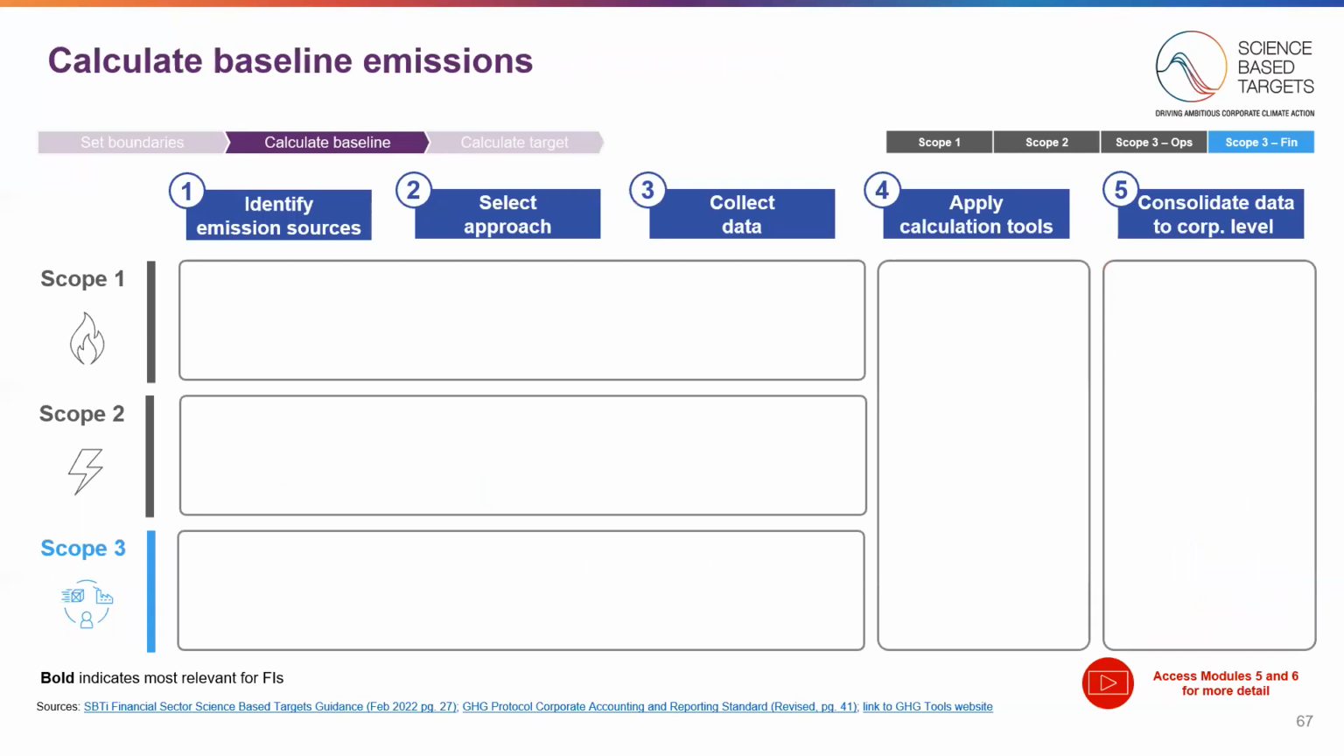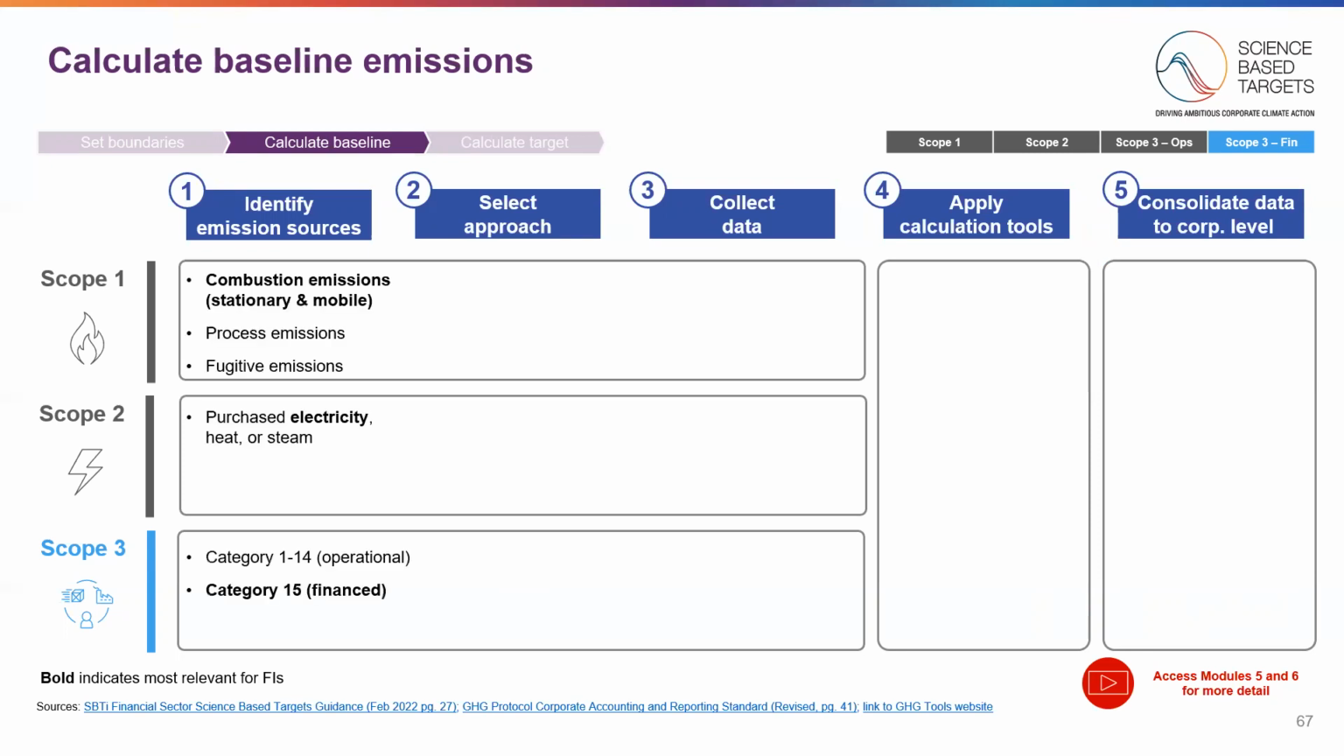We've now moved on from setting our boundaries to calculating the baseline. Calculating baseline emissions sets the foundation for the targets you will set. There are 5 steps to calculating a baseline. You can use the Greenhouse Gas Protocol guidance for Scope 1, 2, and 3 operational, and PCAF guidance for Scope 3 finance when setting a baseline, with some exceptions provided by SBTI, as you'll see in Module 5.